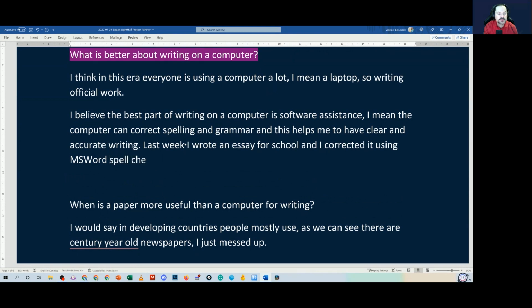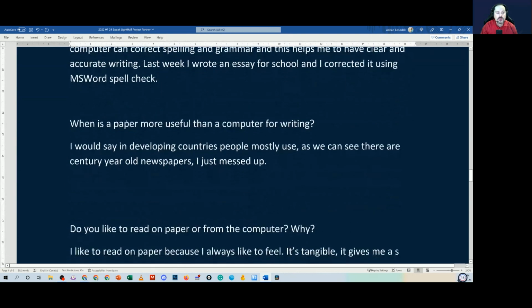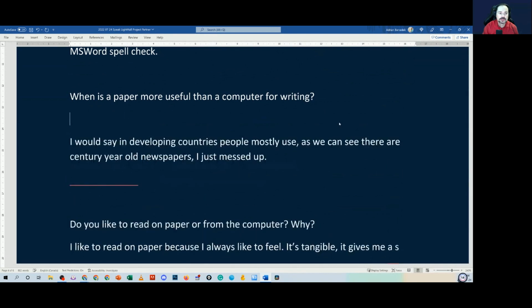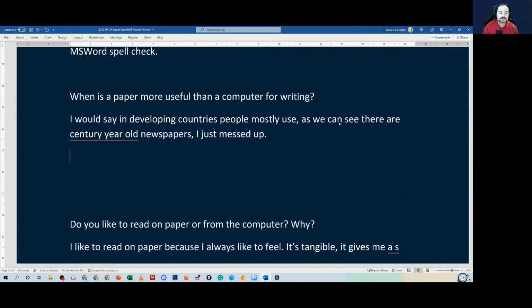Okay, that's it. As I'm writing this, you can copy what I'm saying. So I believe the best part of writing on a computer is software assistance. I mean, the computer can correct spelling and grammar, and this helps me to have clear and accurate writing. Last week, I wrote an essay for school and I corrected it using MS Word spell check. Okay. When is a paper more useful than a computer for writing? Use the question.